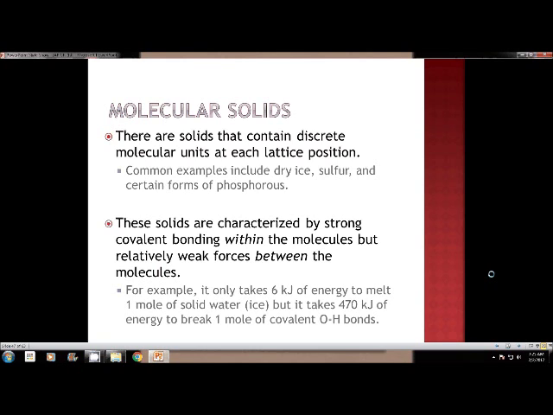So for example, it only takes 6 kilojoules of energy to melt 1 mole of solid water, but it takes 470 kilojoules of energy to break 1 mole of the OH bonds. So that's an example where it's a lot easier to break the intermolecular force holding the molecules together, but it takes a lot of energy to break the intramolecular force, the covalent bond, that's holding the O's and the H's within the molecules together.